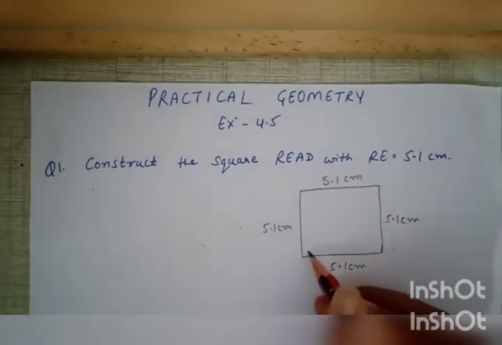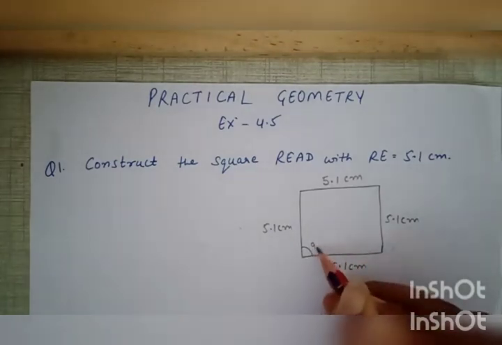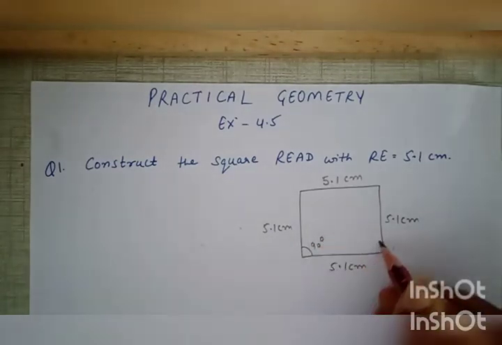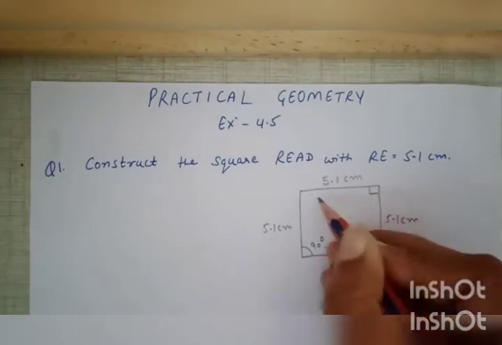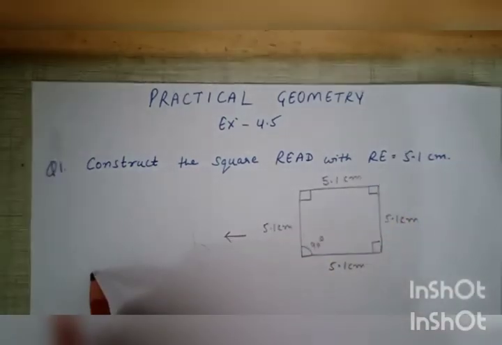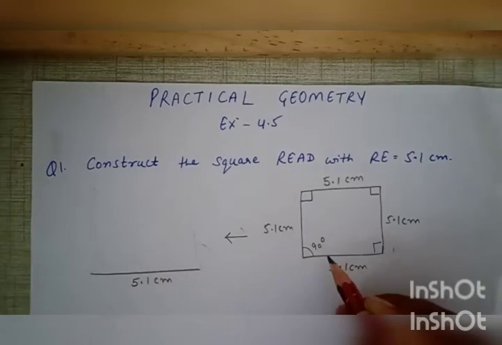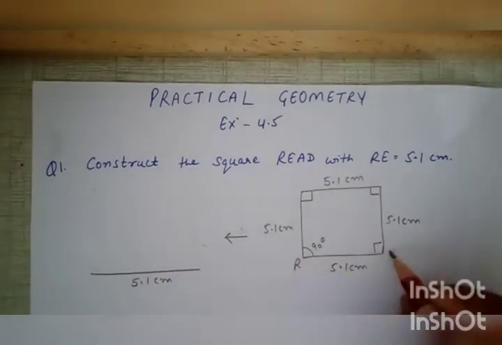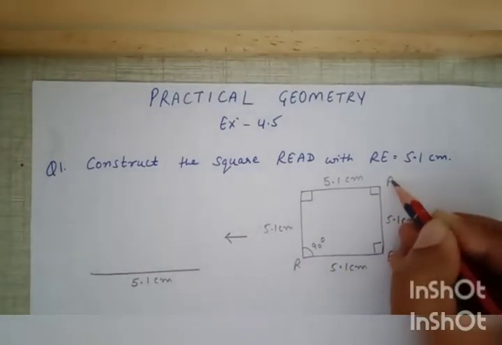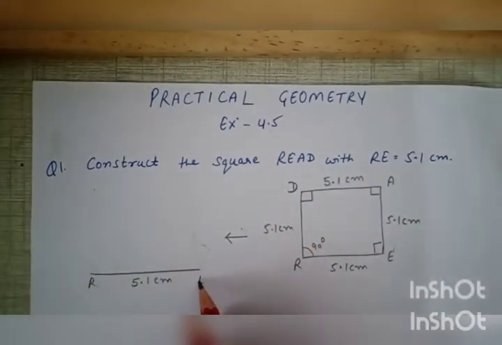But we need to know this angle. And we know that every angle is 90 degree in this square. So how can we construct this square? Look here. First of all, I will draw base 5.1 centimeter long. Let's name this square as R E A D. So here I'll write R and E.